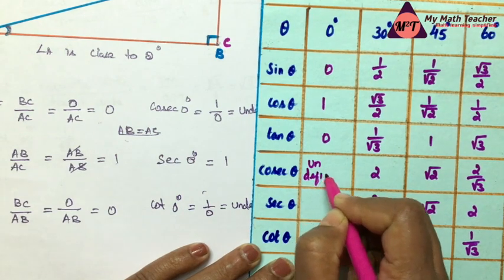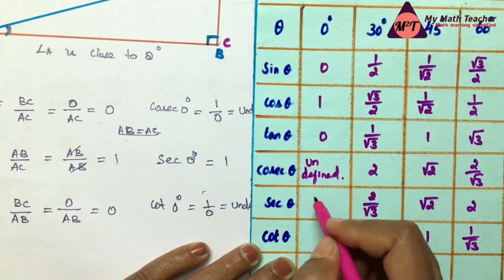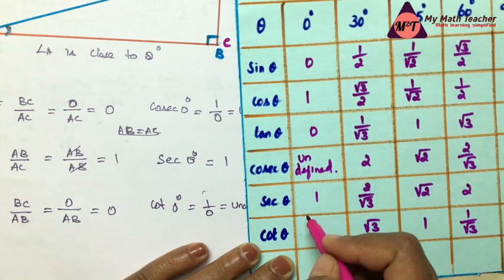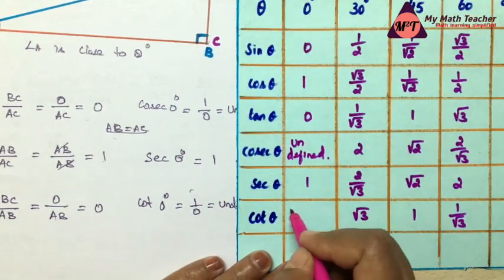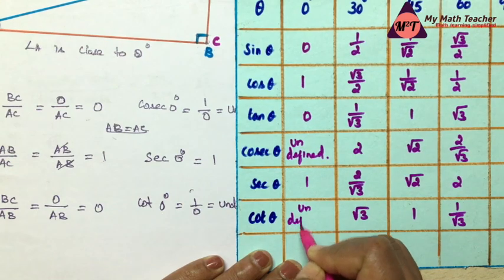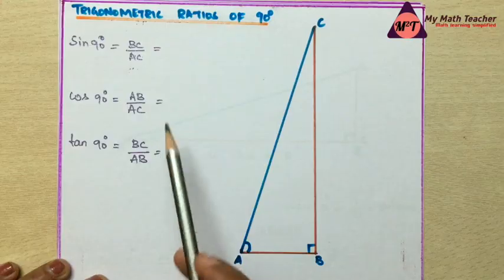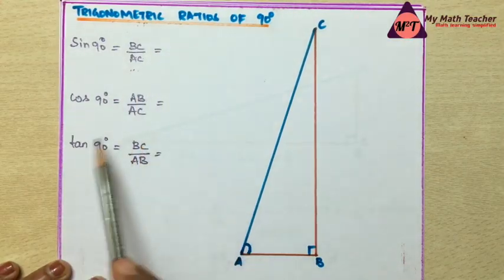Undefined. Secant 0 is 1. Cot 0 is again undefined. Trigonometric ratios of 90 degrees.